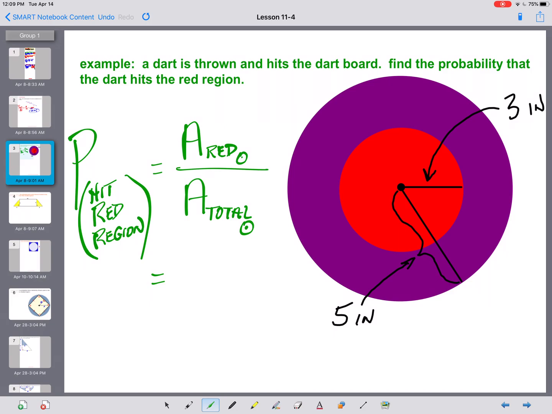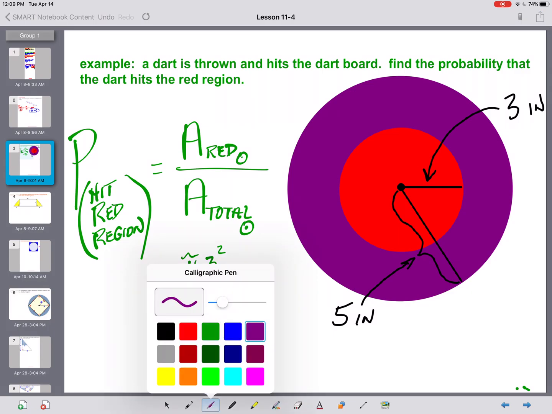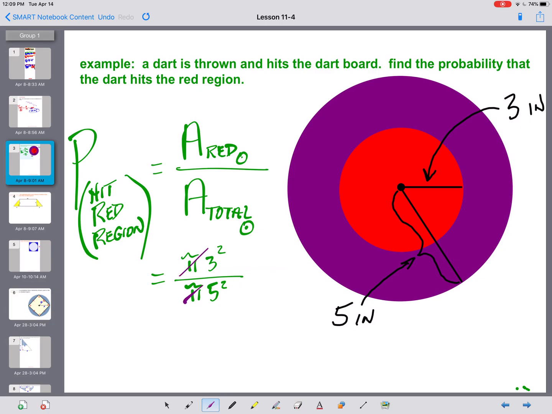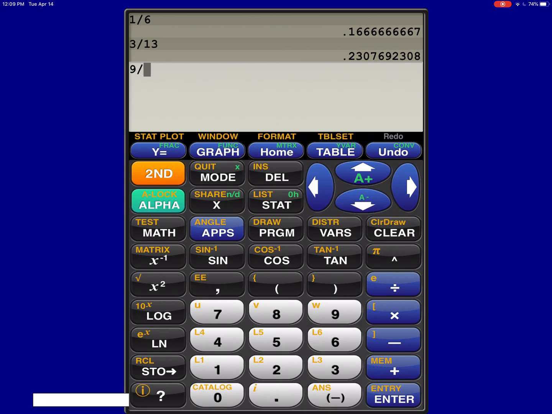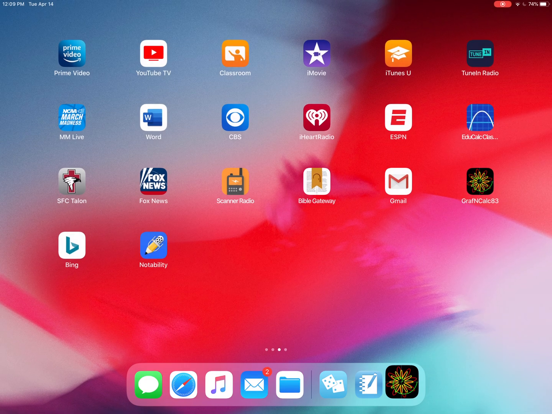What's the area of the red circle? It's pi r squared, so pi times 3 squared. What's the area of the big circle? It's pi r squared, or pi times 5 squared. Is there something that could cancel top and bottom? Yeah, on this one, the pi's are gone. Here I have 9 over 25. Let's do it as a decimal first. 9 over 25 is 0.36.